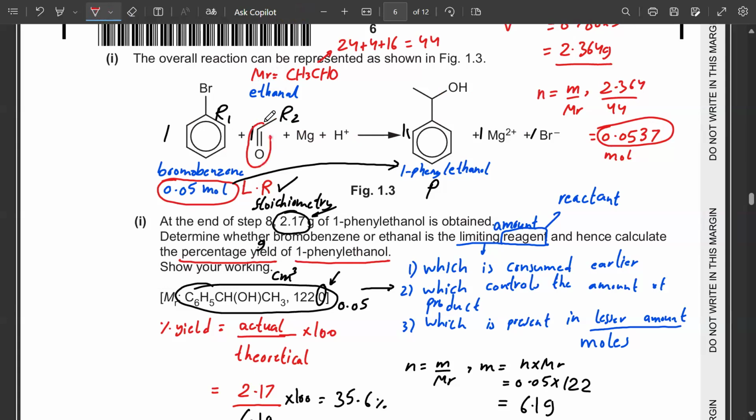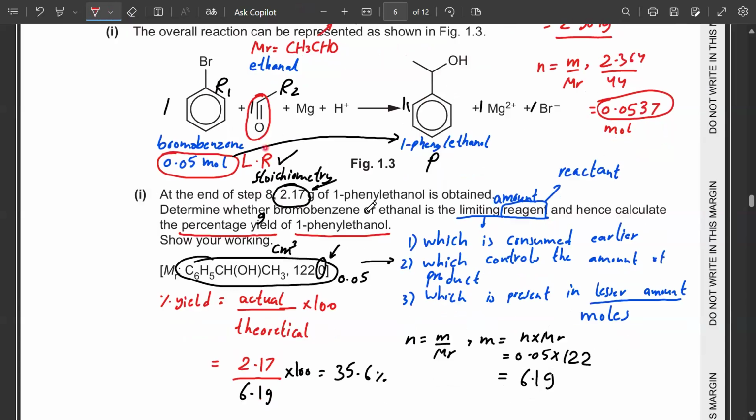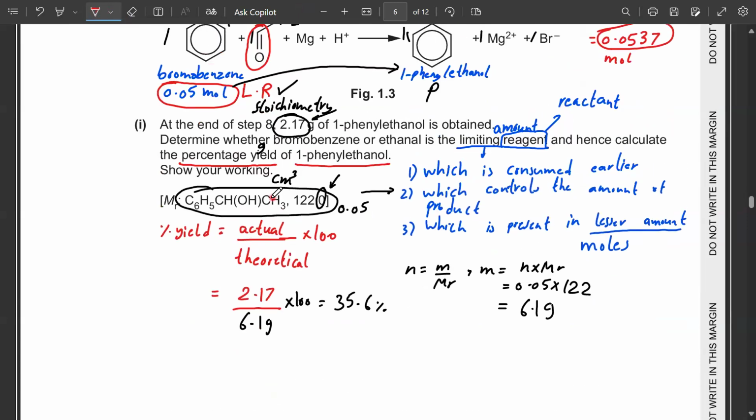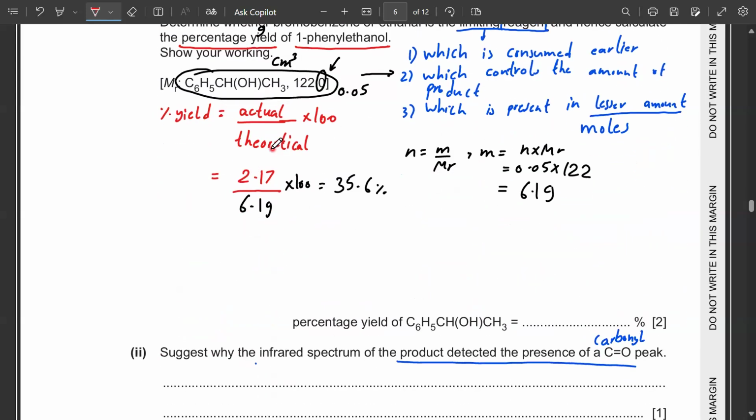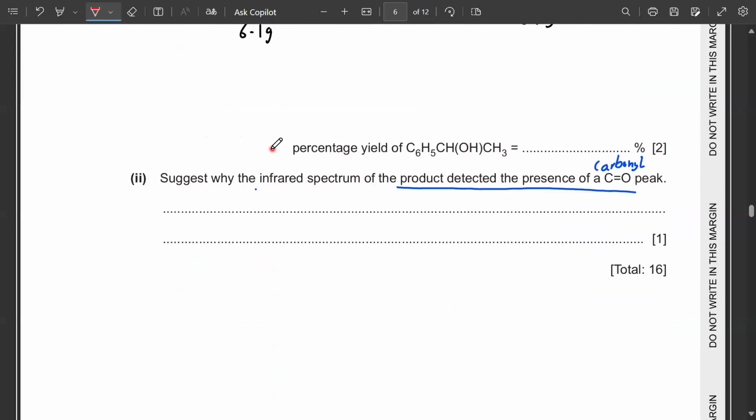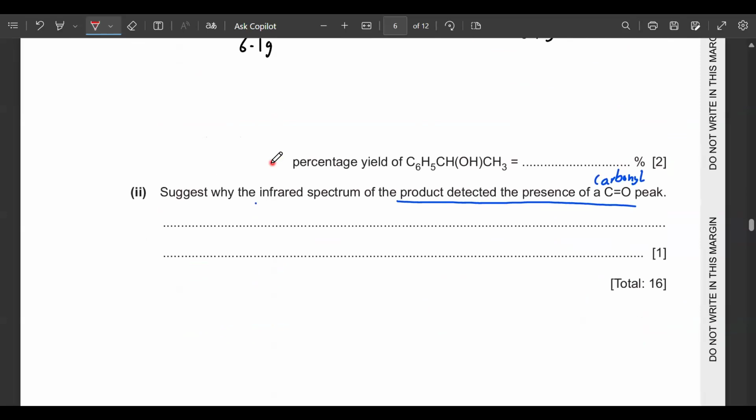That indicates that although it's a reactant, it's not a product. So why is the peak of ethanal indicated in the product? What do we conclude from here? There's some ethanal that's mixed with the 1-phenylethanol. We would not say mixed, but we can say present. The ethanal is still present. It is still unreacted at the end of the reaction, though not all of the ethanal.